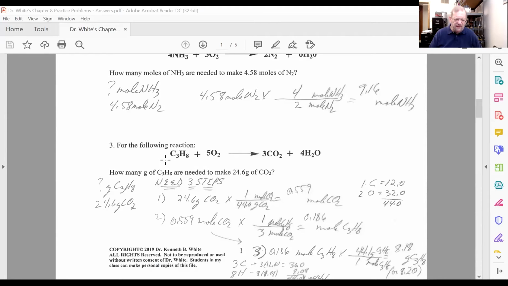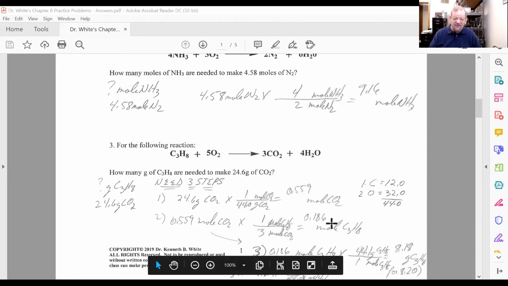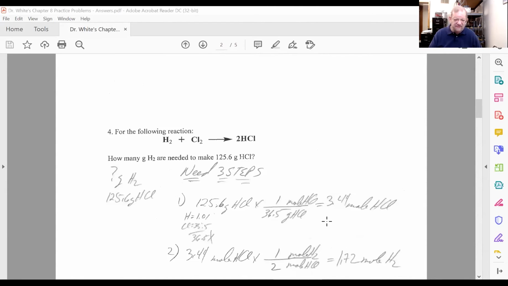1 mole of propane makes 3 moles of CO2. When there's no number, it's the number 1 in front of the coefficient. 1 mole of propane makes 3 moles. These are exact numbers, 3 significant, 3 significant. And now I have moles of propane over moles of CO2.